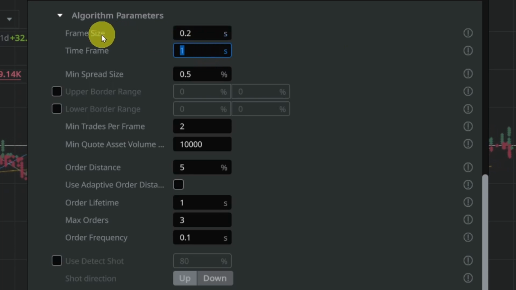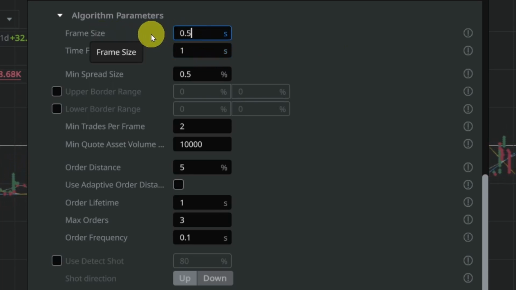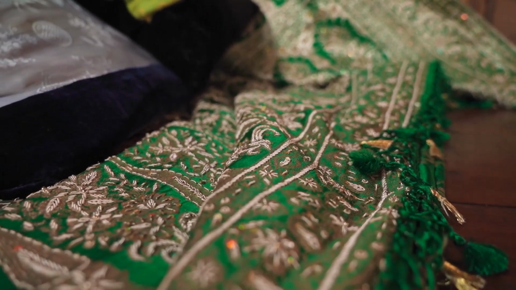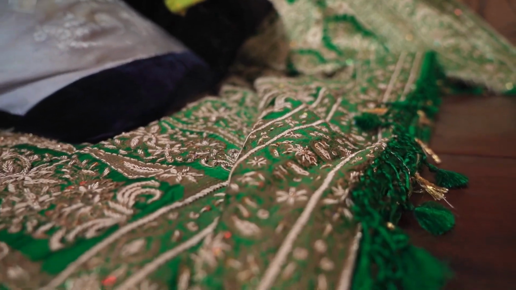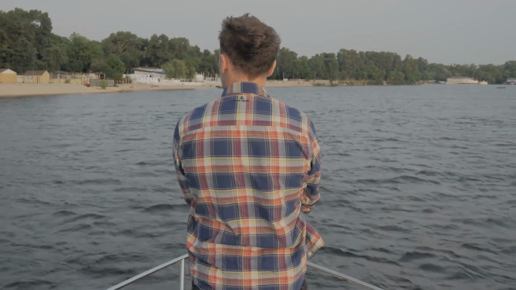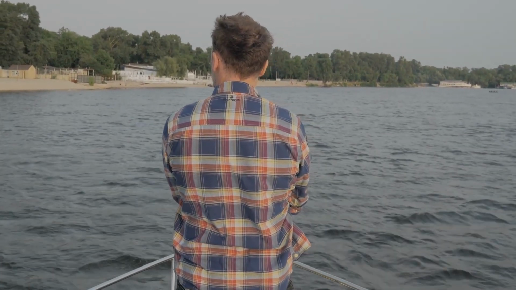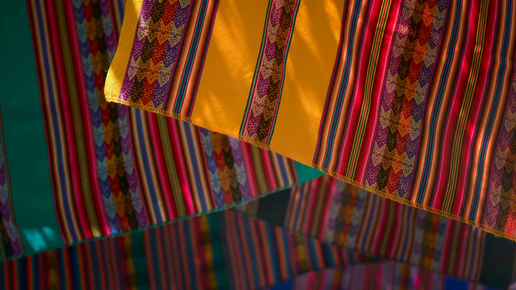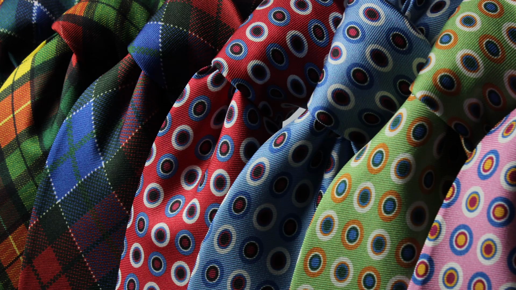Next, we've got the frame size. This is kind of the subdivision of the time frame. Look at it this way. If we were to look at a piece of fabric with a pattern on it, as a human, I can pretty much instantly recognize the repeating shapes and go, yep, that is a pattern. And that is a pattern, and that is a pattern, all of these.